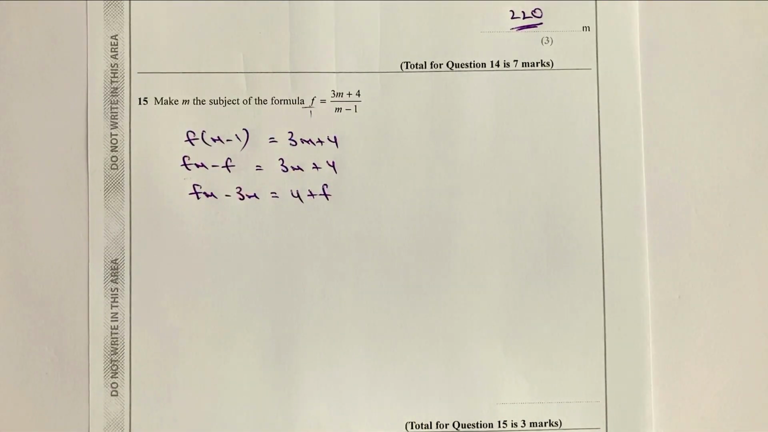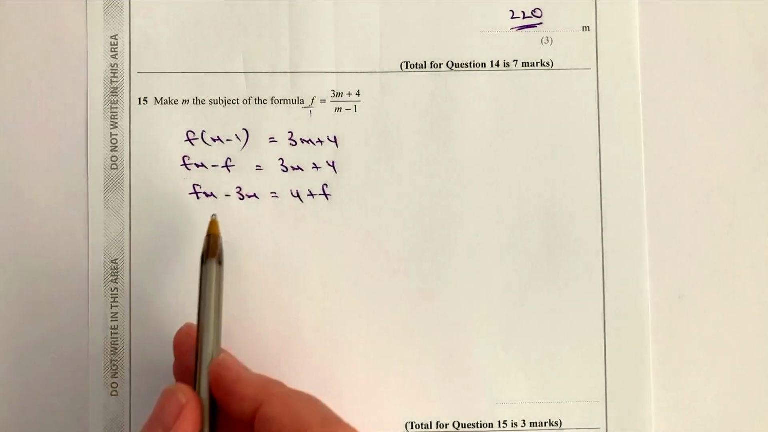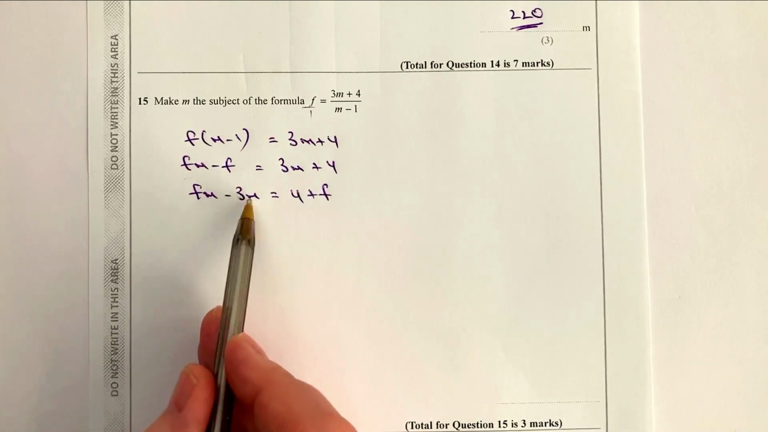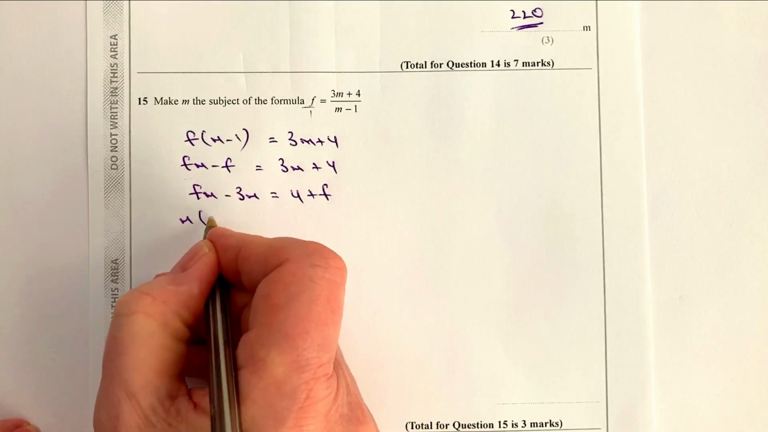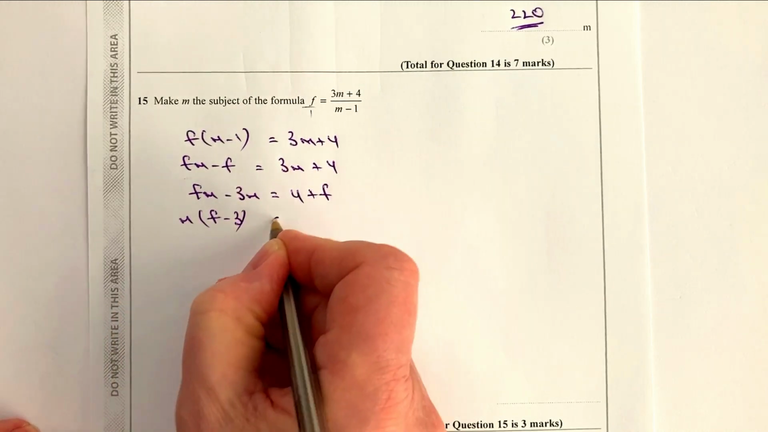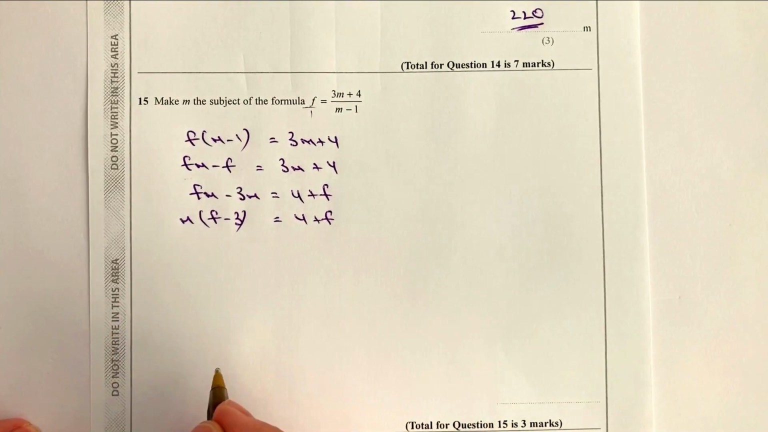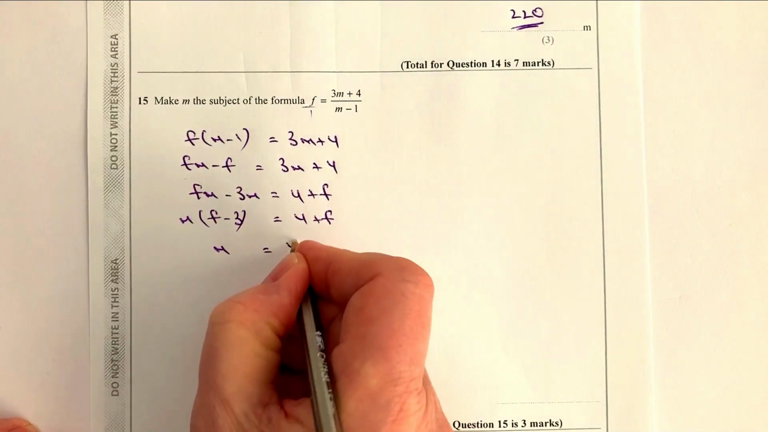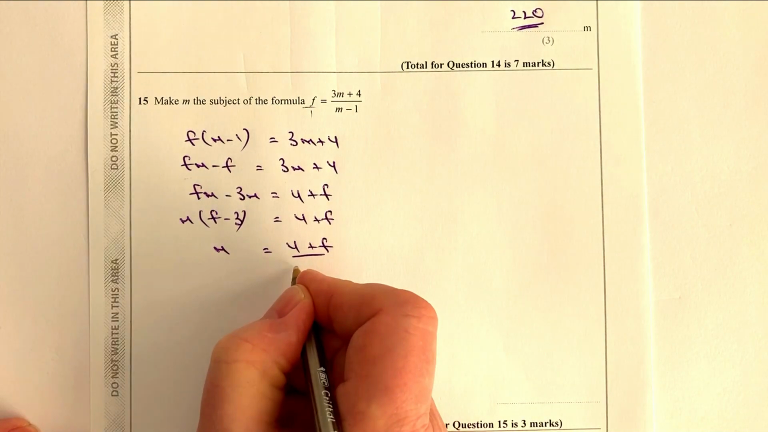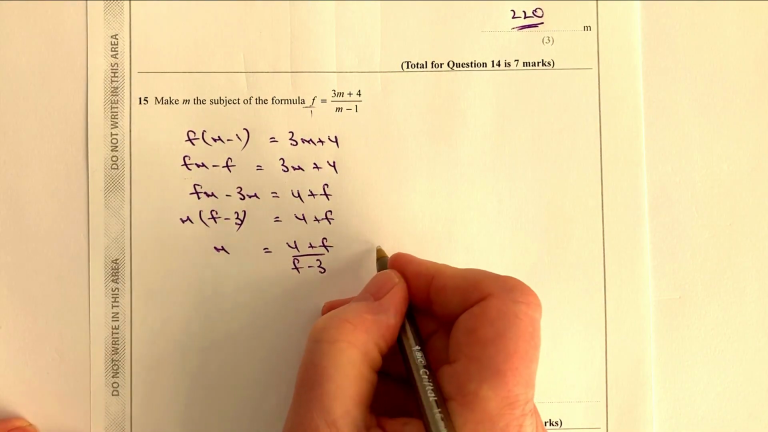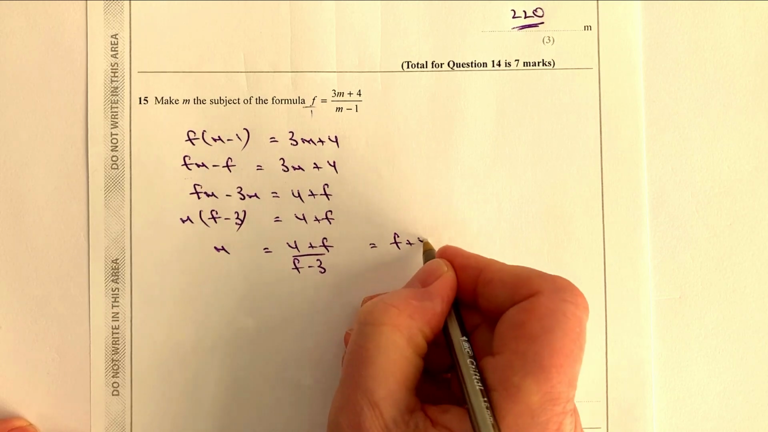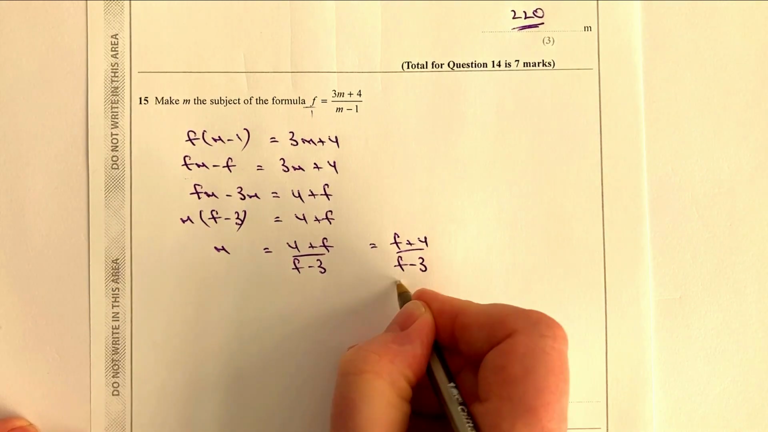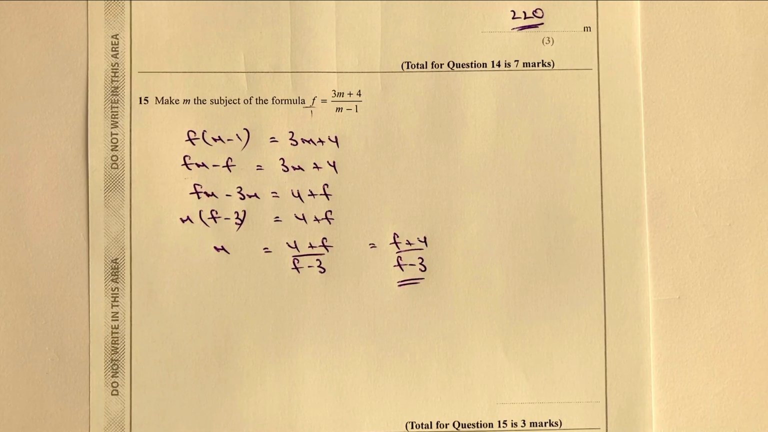Now, this is where really it differentiates with a higher level, because what we're being asked to do now is to make m the subject, so therefore I'm going to factorise for m. If I factorise for m, I get m times f minus 3 equals 4 plus f, okay, and then I'm going to divide through by f minus 3, so I get m equals 4 plus f over f minus 3. If you want to write that as f plus 4 over f minus 3, that's perfectly fine as well. Just looks a little bit neater, I think. Okay, hopefully that's all right for you.